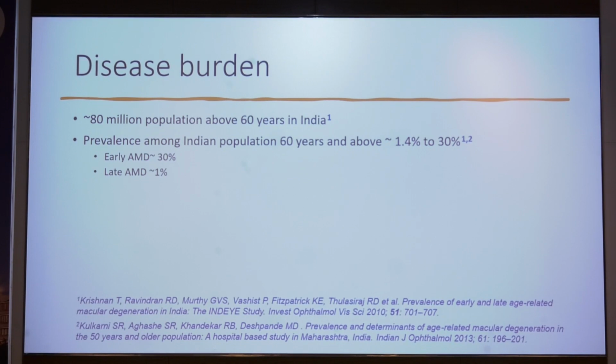If we see the burden of disease in our country alone, there are more than 80 million people above the age of 60, and the prevalence data from population studies range from 1.4 to 30%. So a huge number of the population is at risk of irreversible vision loss due to late AMD. That is why it is important to screen those patients and treat them timely.